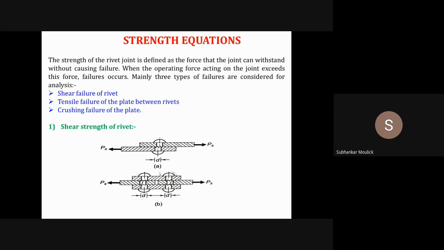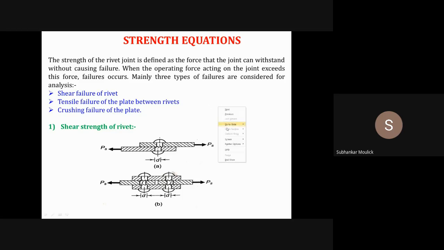Normally, the strength of the rivet joint is calculated on the basis of three different types of rivet failure. They are shear failure of the rivet, tensile failure of the plate between the rivets, and crushing failure of the plate. I repeat, mainly the strength of the rivet is determined by taking into consideration these three basic types of failure. Is it clear? Yes, sir. Okay.